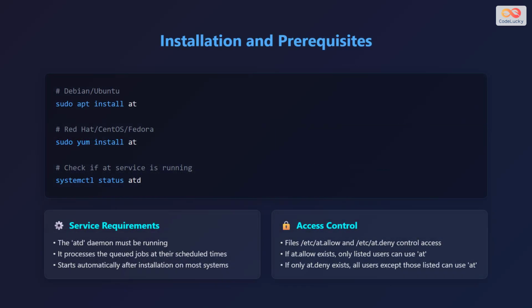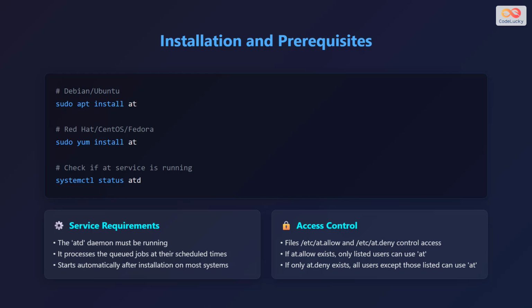Before using the at command, ensure it is installed on your system. On Debian or Ubuntu, use the command sudo apt install at. On Red Hat, CentOS or Fedora, use the command sudo yum install at. To check if the at service is running, use the command systemctl status atd. The atd daemon must be running to process the queued jobs at their scheduled times. It typically starts automatically after installation on most systems.